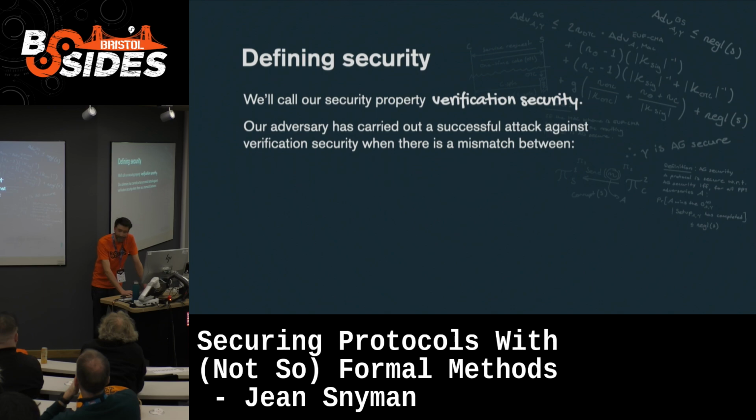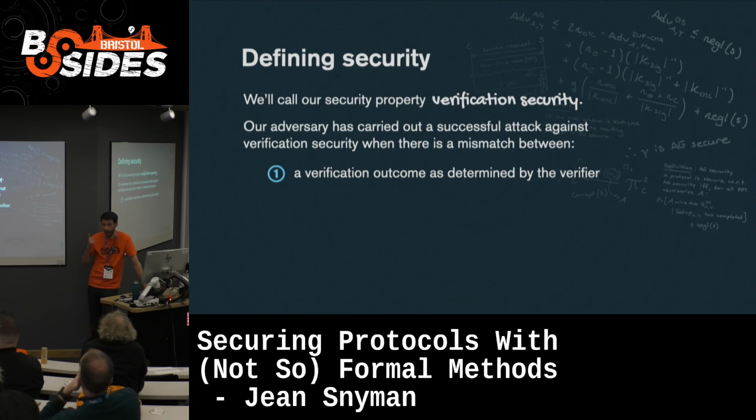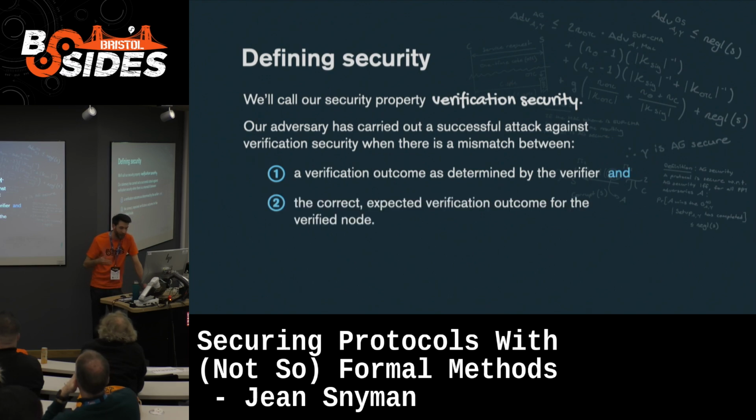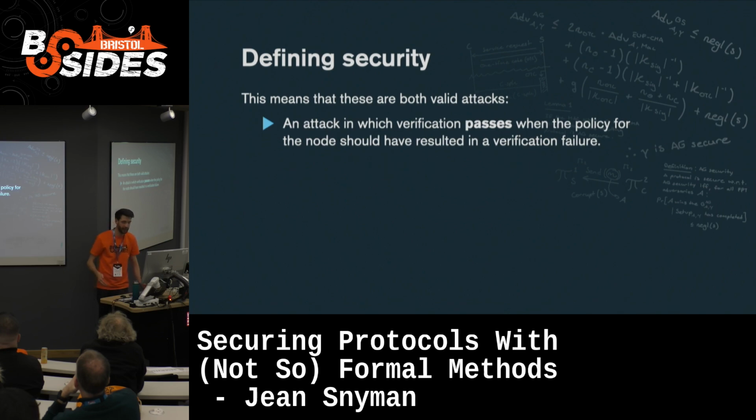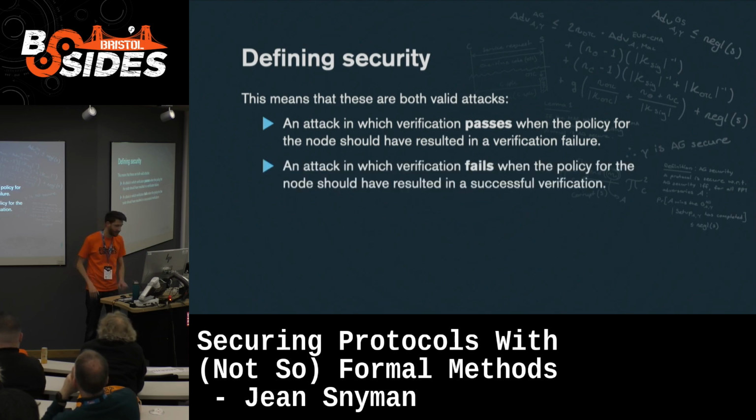So we'll call our security property verification security. A successful attack against verification security we'll say is when there's a mismatch between two things: a verification outcome as determined by the verifier, and the correct expected verification outcome for that particular node. So an attack in which verification passes when it shouldn't pass is a valid attack, and the inverse of that is also a valid attack.